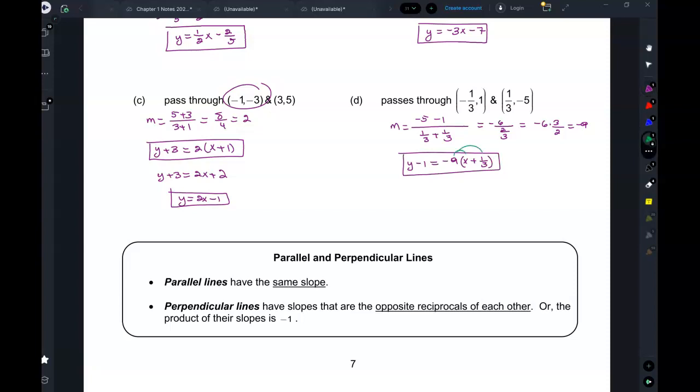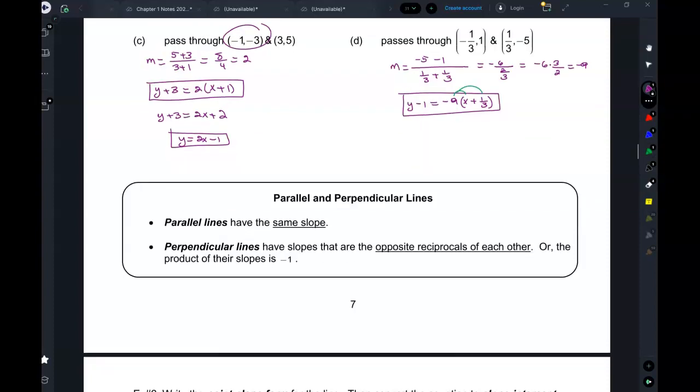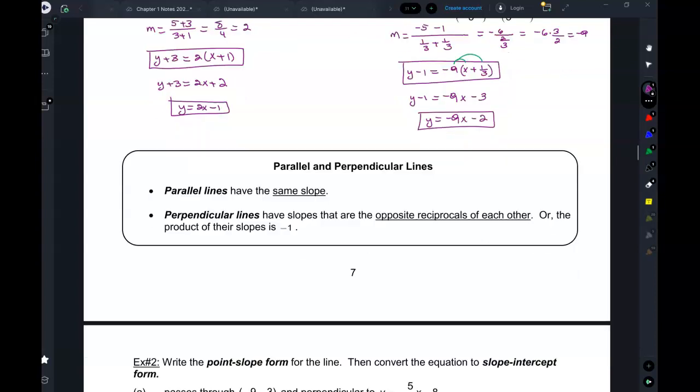Wait, why did you get negative 1? I'm using this one. Right, but isn't it positive? Right, it's y minus that one. Y minus 1. So y minus 1 is equal to negative 9x minus 3. So y is negative 9x minus 2. Okay. Sorry, that was really frustrating.